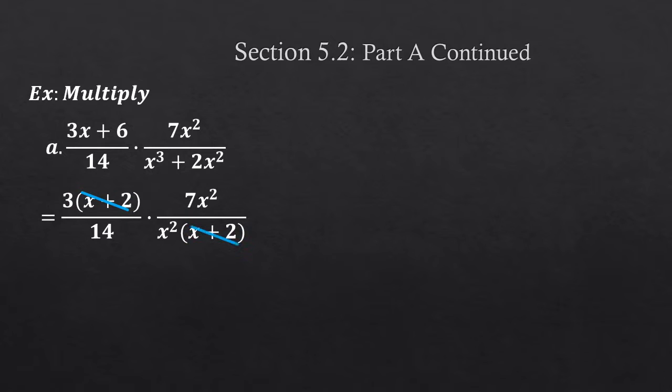The x plus 2 is canceled out, as well as the x squared. So you're left with 3 over 14 times 7 over 1. Now there's a 1 down there because everything in that denominator canceled out. Remember, when that happens, replace it with the 1. Here, just perform the multiplication. 3 times 7 is 21, and 14 times 1 is 14, which both of these numbers are reducible by 7. And if you did so, it will give you an answer of 3 over 2.